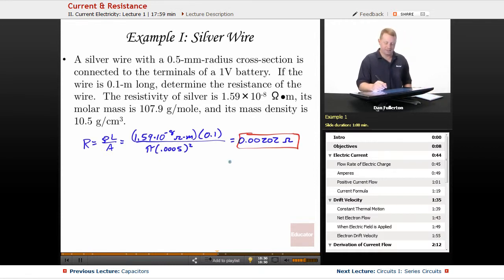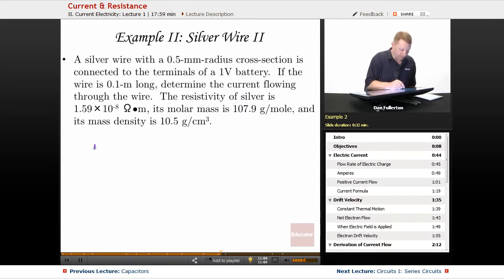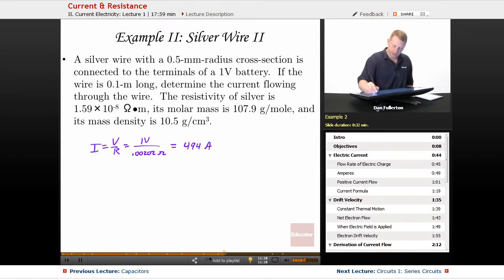Well, let's see if we can't extend this example a little bit further. A silver wire with a 0.5 millimeter radius cross-section connected to the same battery, same length of wire. Determine the current flowing through the wire. Well, current is potential divided by resistance. We have a 1-volt potential, and we just found our resistance, 0.00202 ohms, gives us a current flow of around 494 amps.